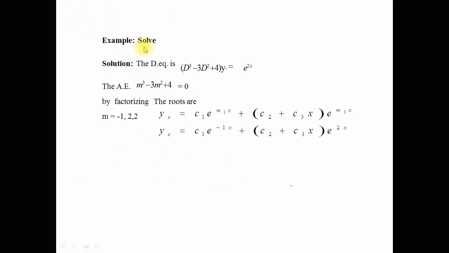Now another example, (D^3 minus 3D^2 plus 4) y is equal to 0. This is a differential equation of higher order. So the auxiliary equation for this differential equation is m^3 minus 3m^2 plus 4 is equal to 0. So after factorizing this auxiliary equation by using synthetic division, as I have already discussed in the previous slide, we obtained the roots minus 1, 2 and 2. So the first root is real and different, and the other two roots are real and repeated.